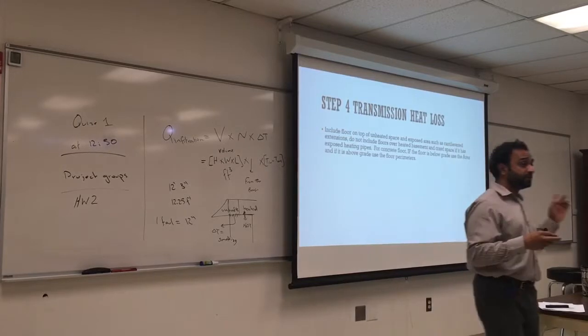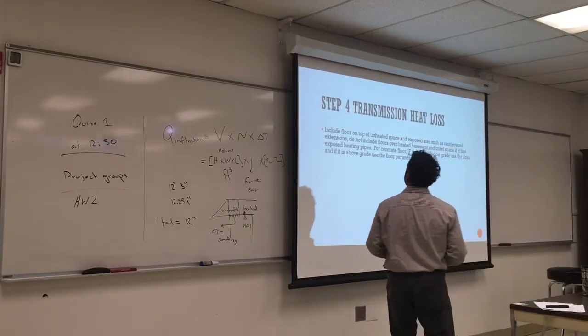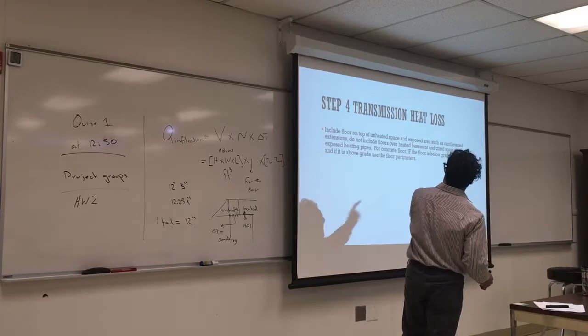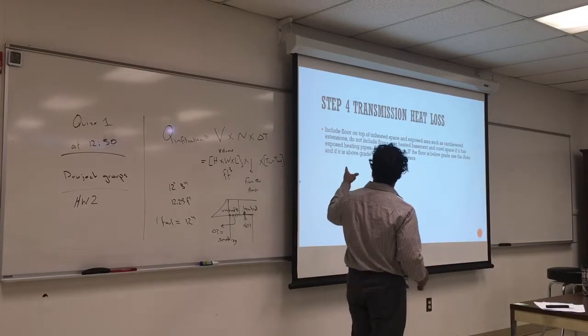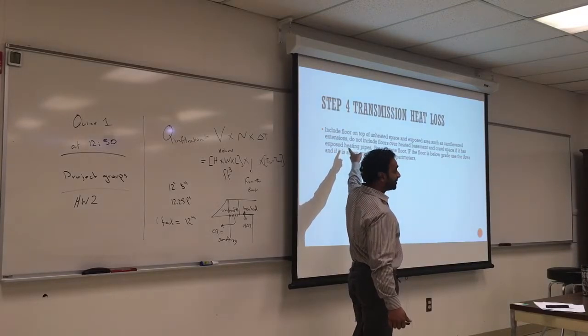Crawl space. So this pertains to the ceiling and the floor. If it's a floor over a crawl space, there is an equation, a factor for that. There is also whether it's concrete or wood, and if it's unheated underneath, you always have to account for that. Ceiling is the same way. If it's an attic, it's different than if it's exposed to the outside. For concrete floor, what else? Crawl space, if it has exposed heated pipes, then you don't have to include it.